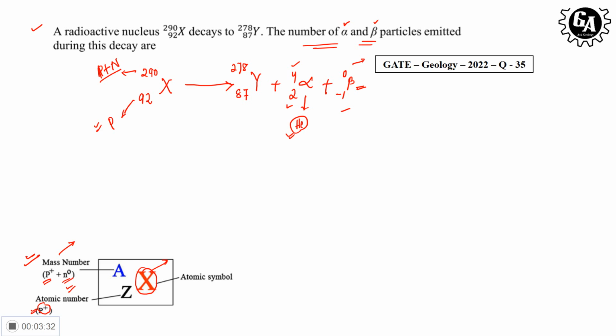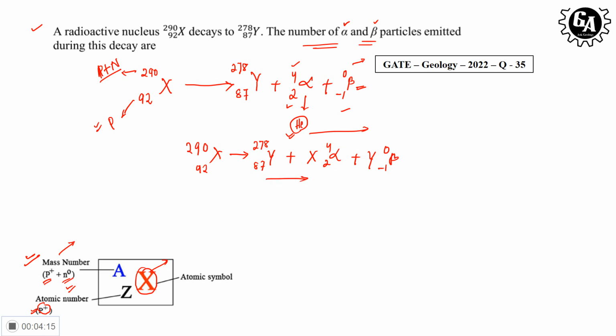If we solve the equation, we'll be able to know the number of alpha and beta particles. Let me rewrite it again: 290 X 92 decays to 278 87, plus x number of alpha particles, 2 4, plus y number of beta particles, -1 and 0. So simply you make one equation, adding up the upper and the lower.